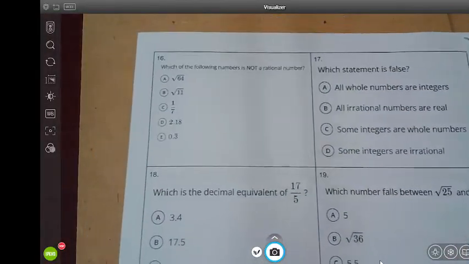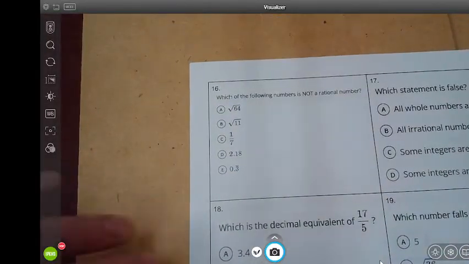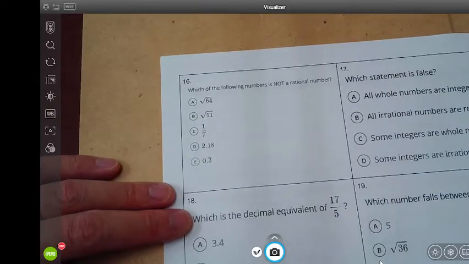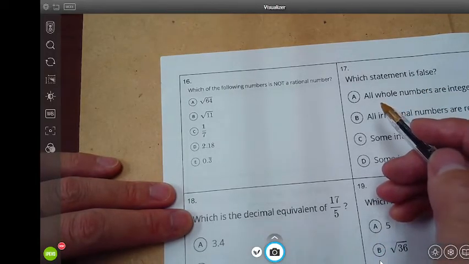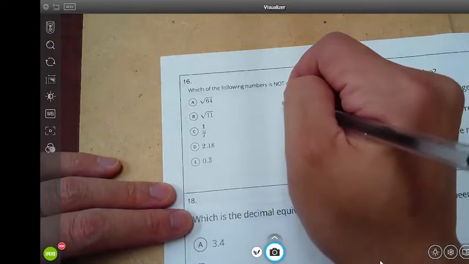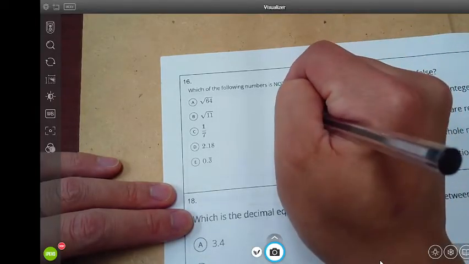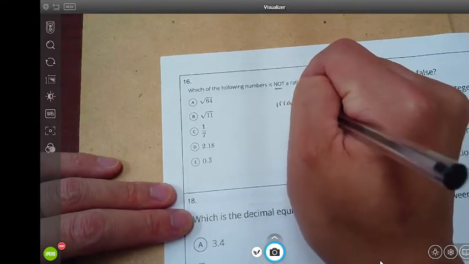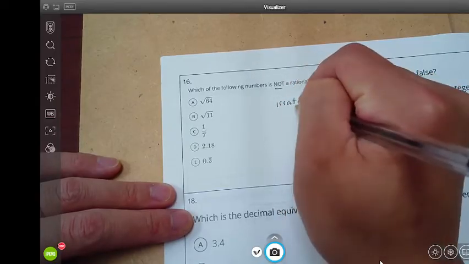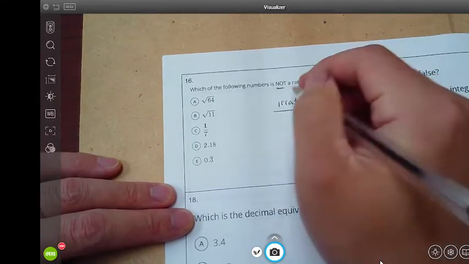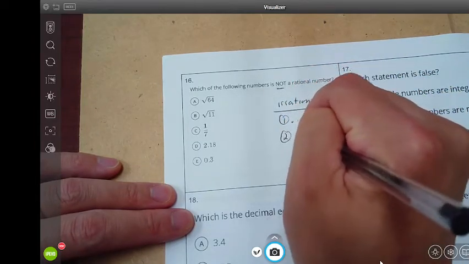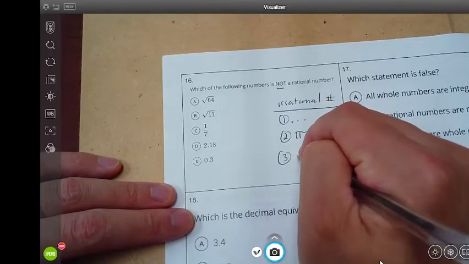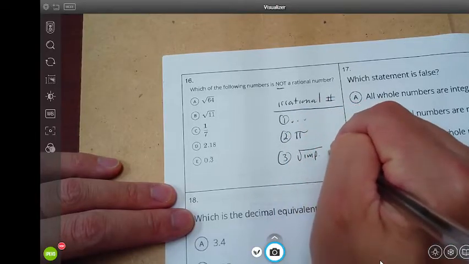All right, number 16, which of the following numbers is not a rational number? Okay, so it's going to be an irrational number. You want one of those three indicators. You want an irrational number. This is what you want. There are 3 visual indicators for that: 3 dots, pi, and square root of an imperfect square.